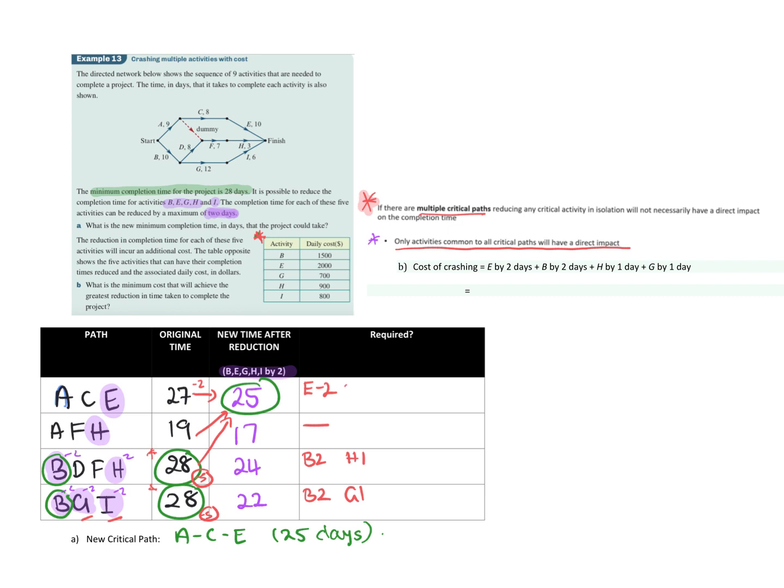So you can see up here in the answer, I've left the answer there. We did E by 2 days. We had to do that. We have to do B by 2 days. Then we have H by 1 day and G by 1 day.